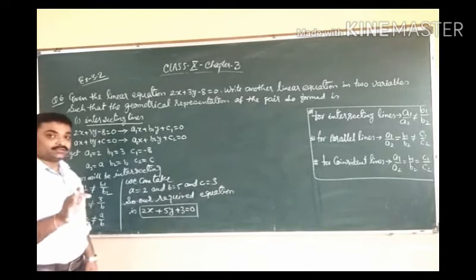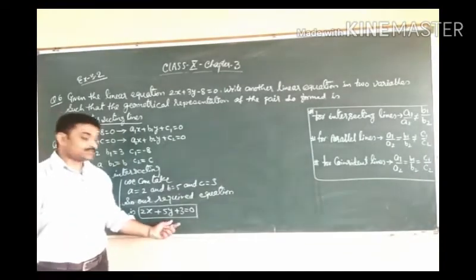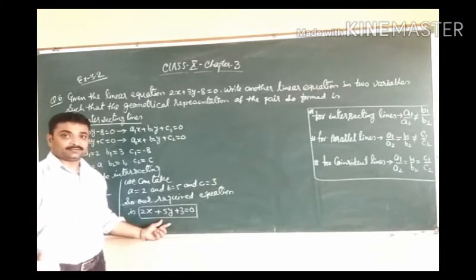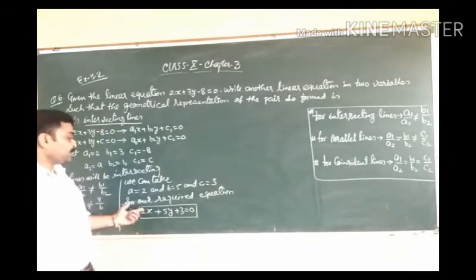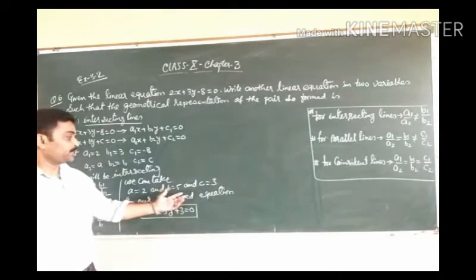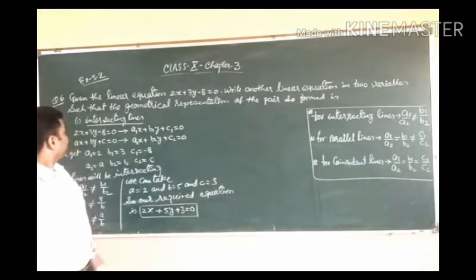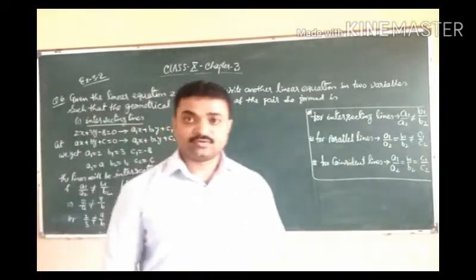Students, if you are doing this question by yourself, maybe your answer is this one, or your answer will be different. Your answer may be different from the book also, because we are taking any value of a, any value of b and any value of c. Clear? So we proceed to the next part, that is parallel lines. Okay?